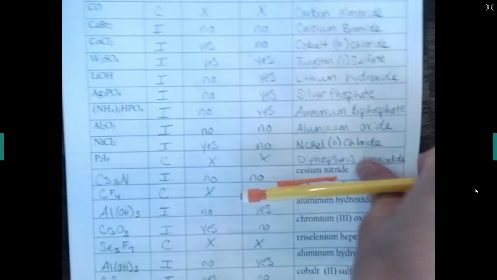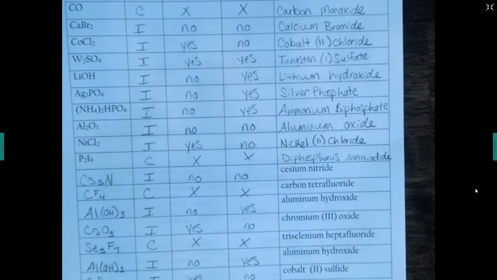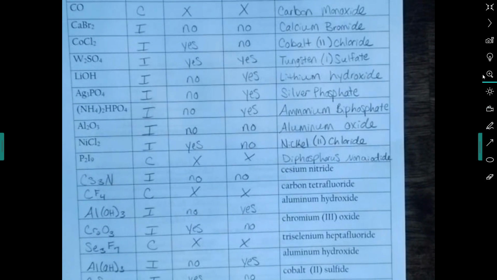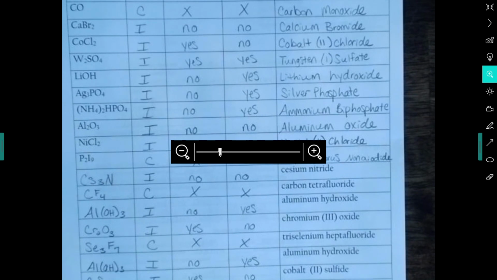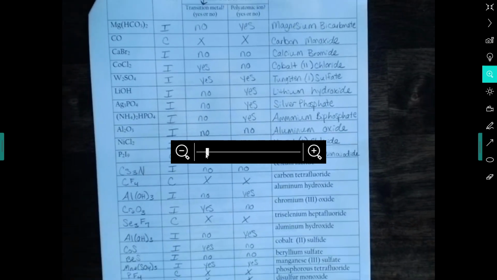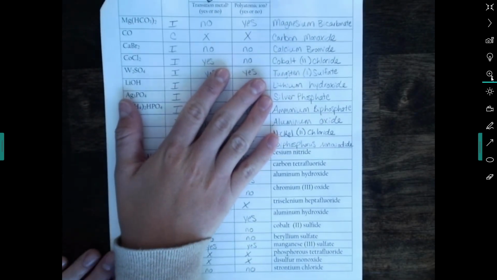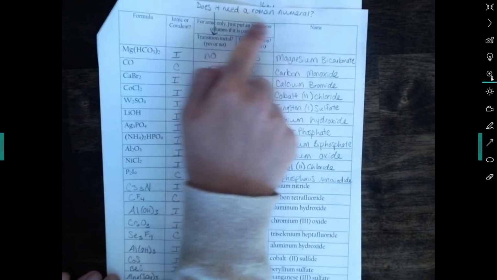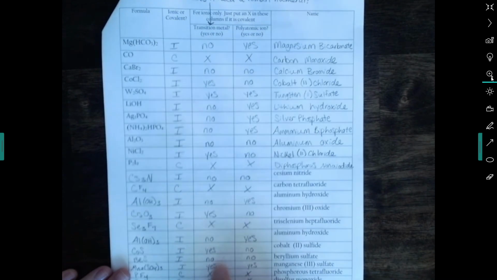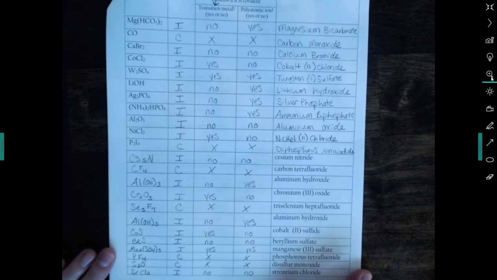Let me zoom out. I got some questions on this asking basically what it means by is it a transition metal. Like what about if it's in the triangle, like zinc or silver? The answer is basically I'm just asking right here, does it need a Roman numeral? That's really what I want to know here. Does it need a Roman numeral? Yes or no?